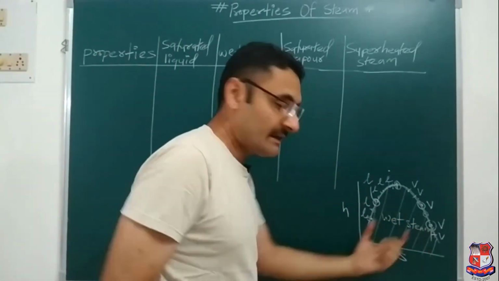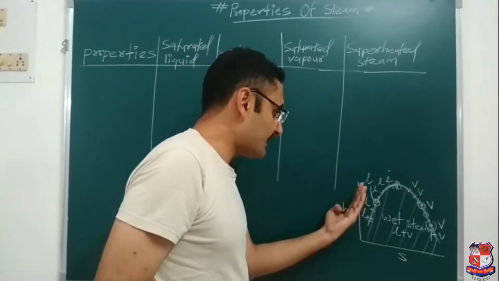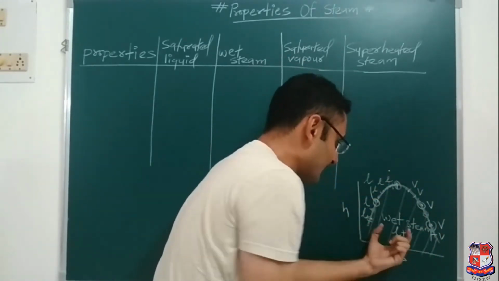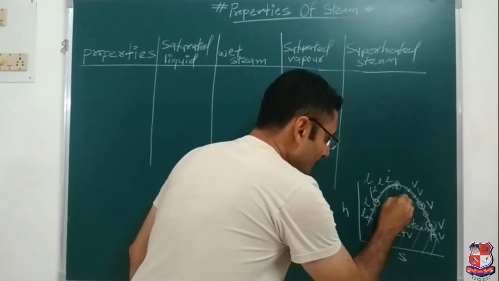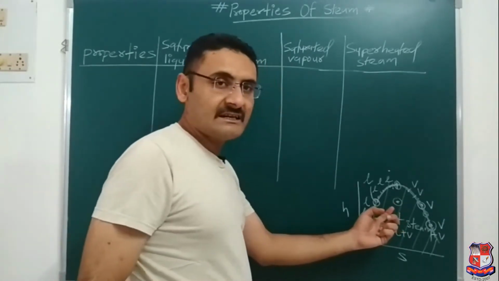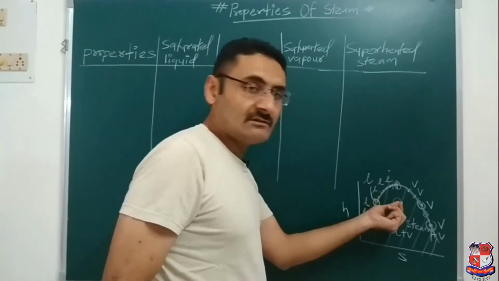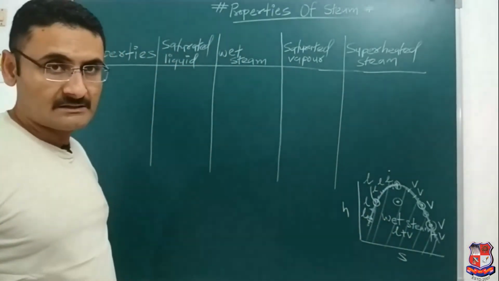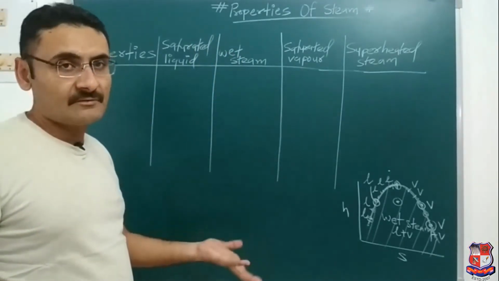Now wet steam means what? It is a mixture of liquid plus vapor particles. That means on the left hand side liquid, on the right hand side vapor, and between liquid and vapor, wet steam. As for example, supposing one point if I consider over here, the condition of that point is what? First of all, you are considering that point in the wet region, so that point is wet steam. The condition of that steam is wet steam, and wet steam means what? It is a mixture of liquid plus vapor particles. So, clear about this wet steam also. Wet steam means a mixture of liquid and vapor particles.